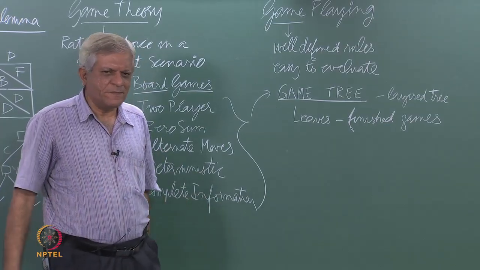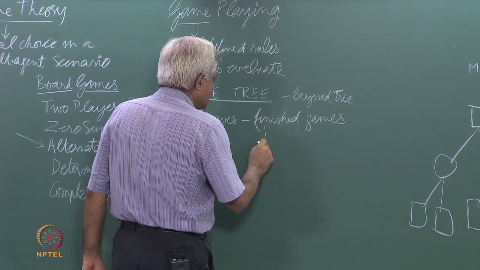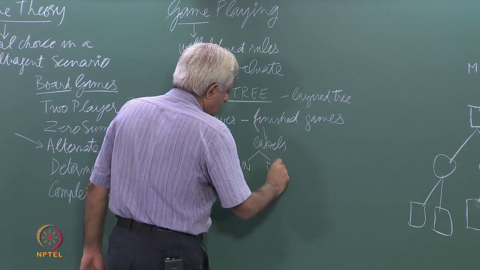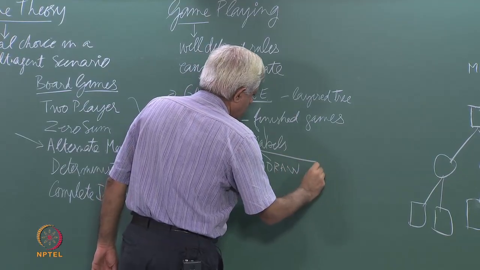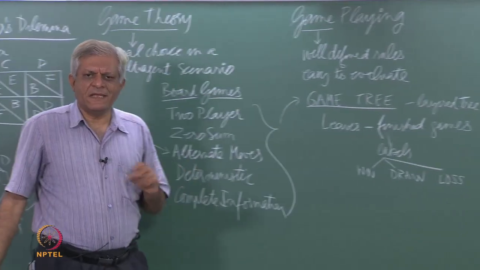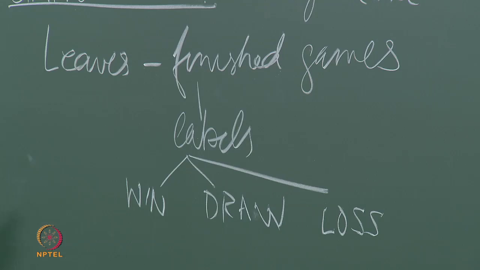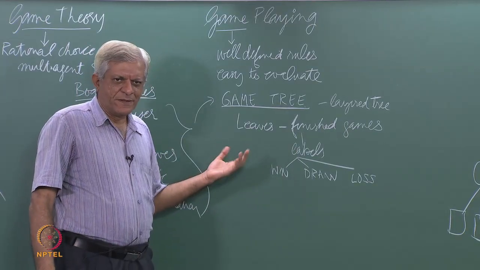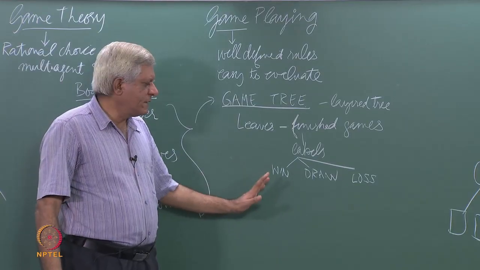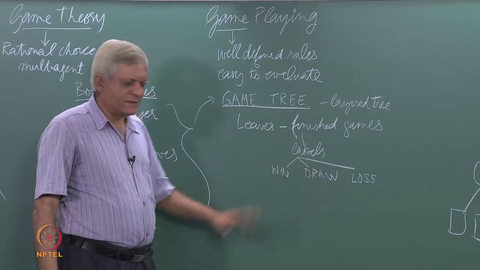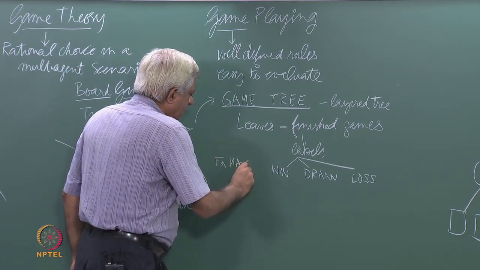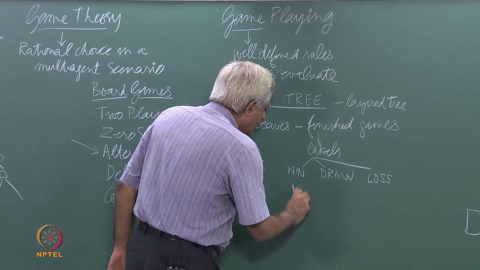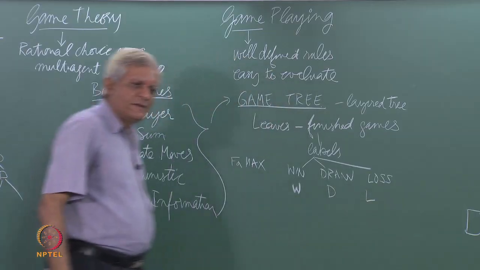A leaf represents the end of that game and it has got 3 kinds of labels. A leaf may be labeled by one of these 3 labels: win, draw or loss, and this word is from Max's perspective. So, when we say win, it means Max has won the game, and if we say loss, that means Max has lost the game. Everything that we do is for Max essentially. So, labels are from Max's perspective. We can compress this to W, D or L.